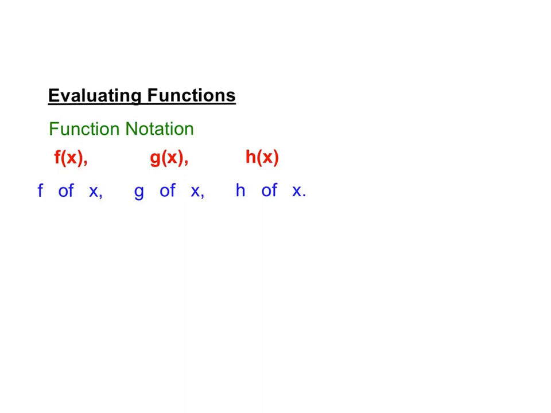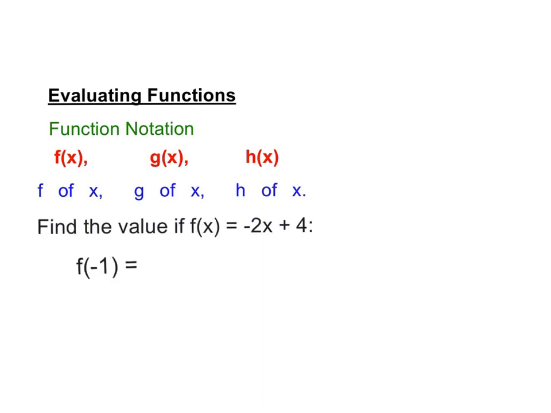Now, here's what all of this means. Okay, this does not mean f times x. This means f of x, g of x, h of x. What this means is the name of the function is f, its input value is x. The name of this function is g, its input value is x. The name of this function is h, its input value is x. Okay? And in evaluating functions, usually what they do is give us a rule for f or g or h, and then they'll give you a value to substitute in that you just simplify down. Okay?